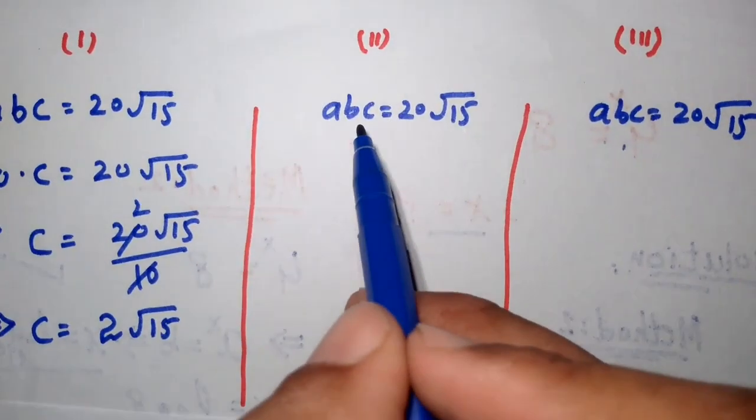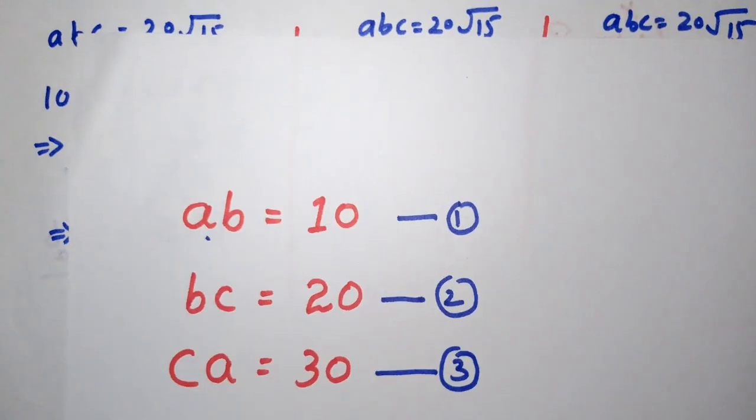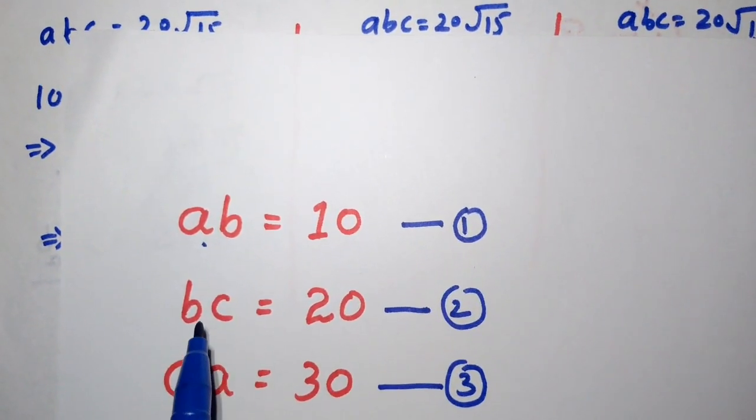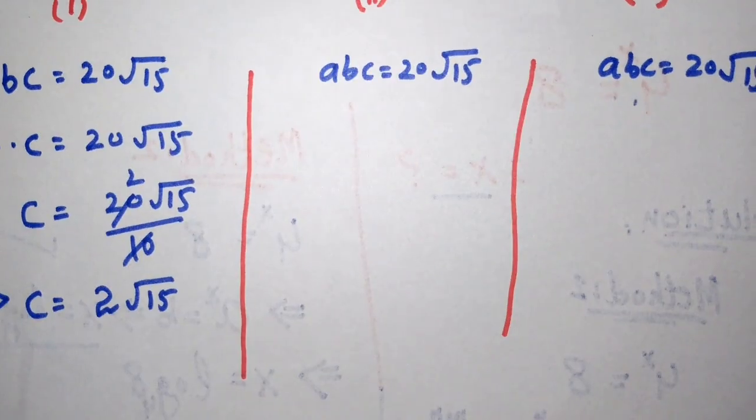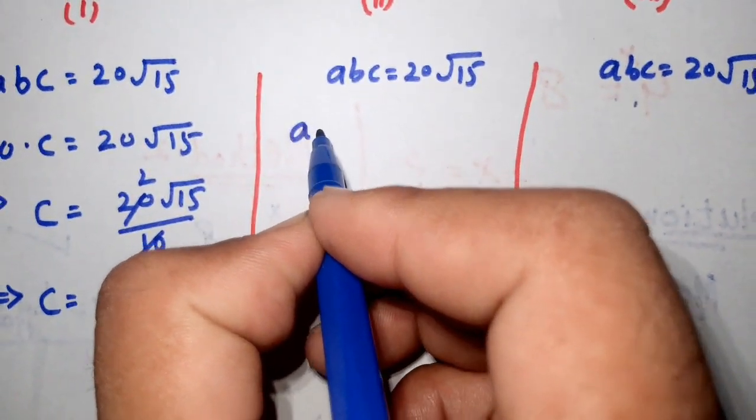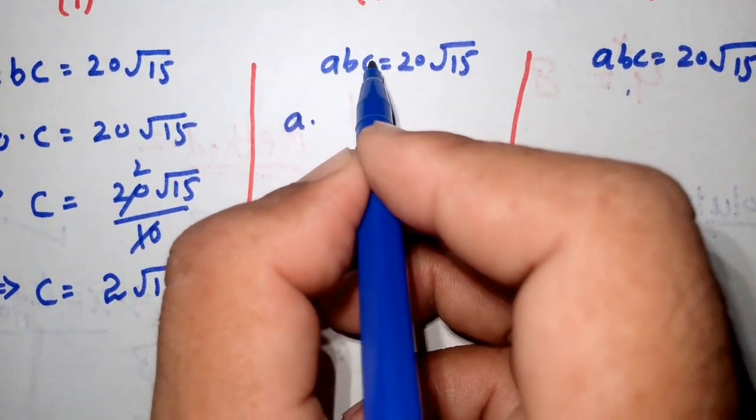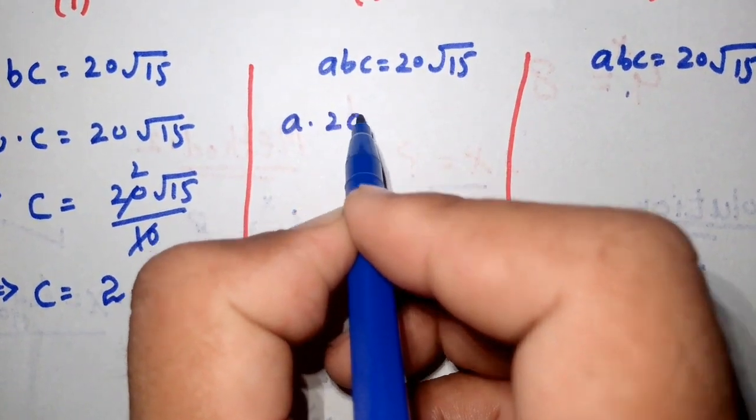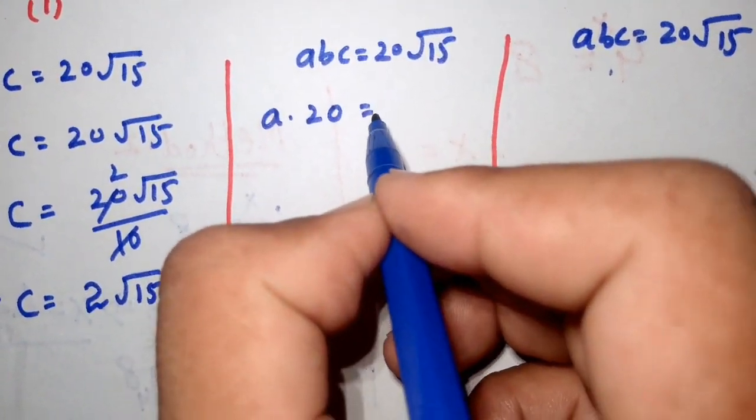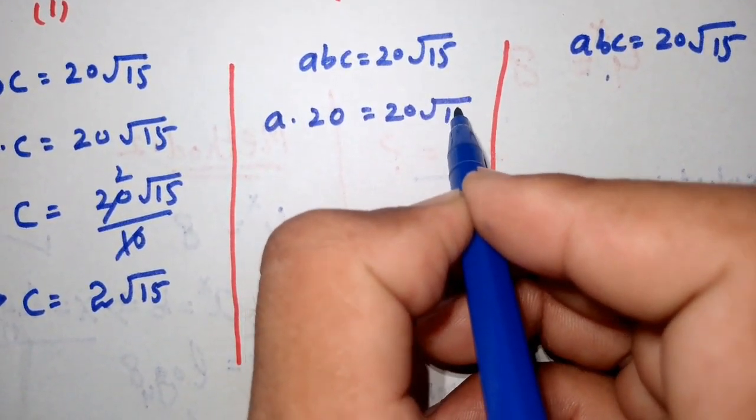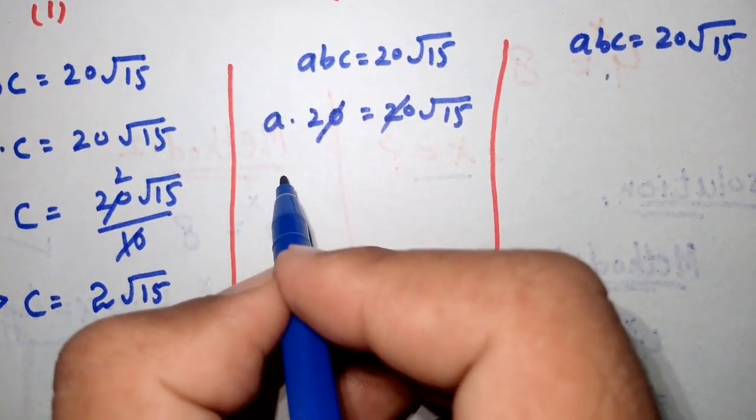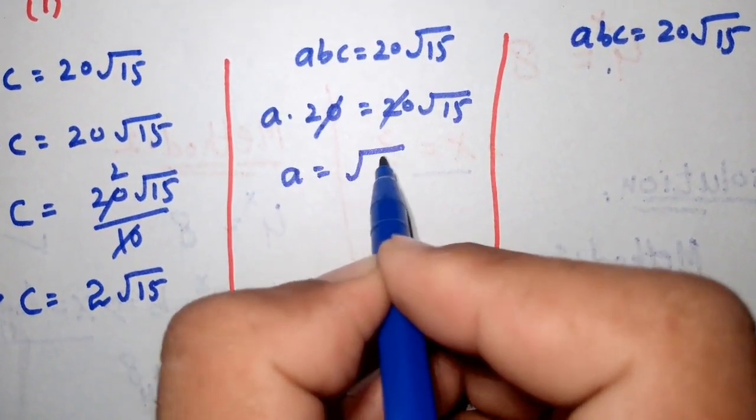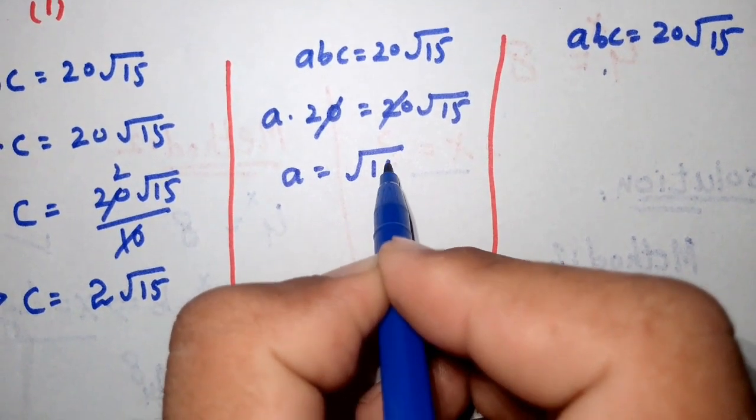Now to solve step 2, we look at equation 2, that is BC is equal to 20. So we have to put the value of BC here. So this will become A multiply the value of BC, which is 20, is equal to 20 square root of 15. 20 cancels with 20, so A is equal to square root of 15.